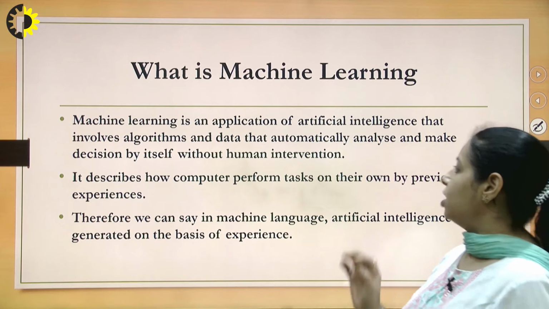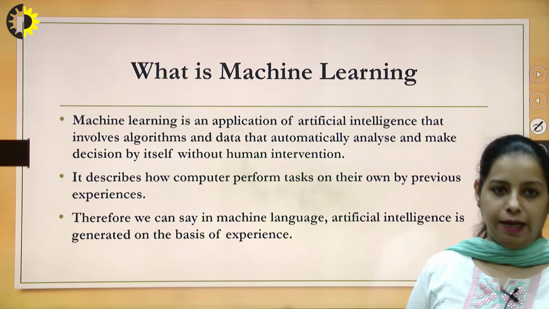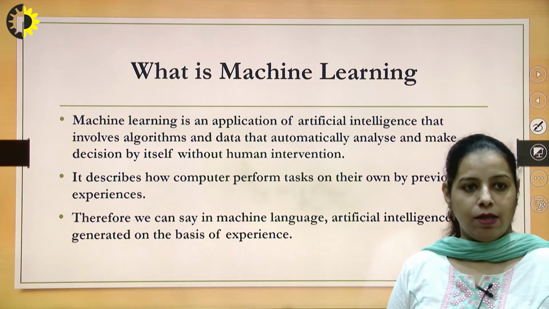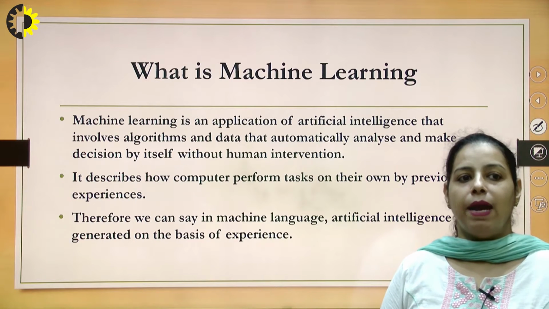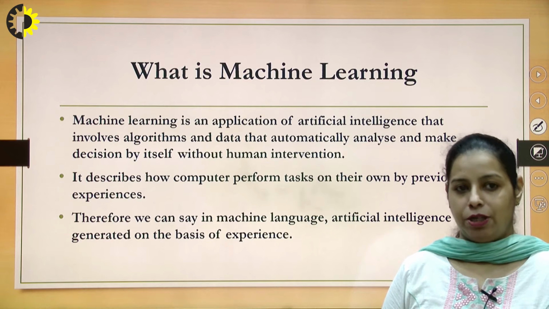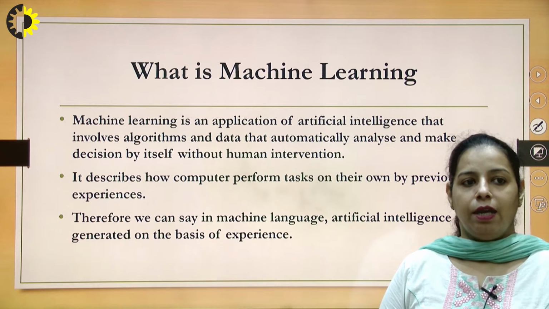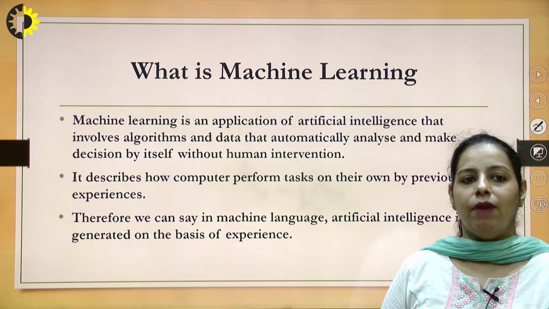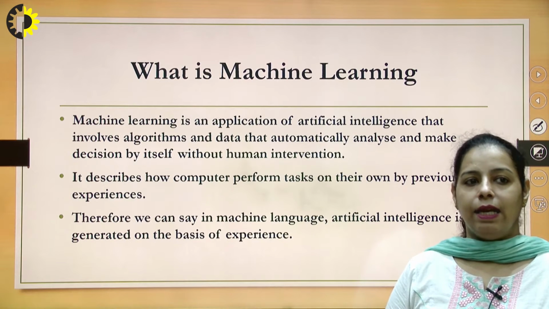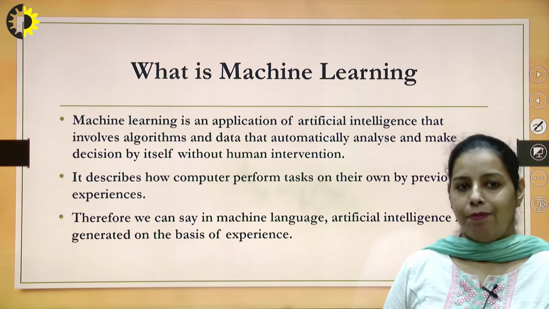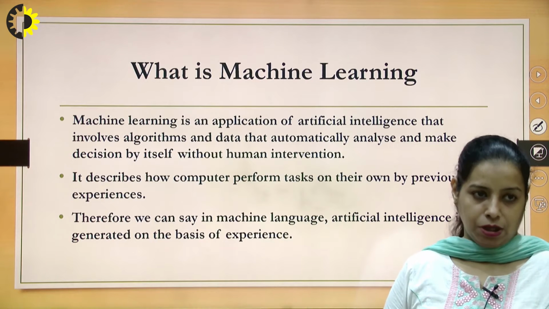Now, if we look at the general definition of machine learning, it is an example of artificial intelligence that involves algorithms and data that automatically analyze and make decisions by itself without human intervention. So, if we look at the first 3 lines of this definition, it says that it doesn't involve any sort of human intervention and it helps in analyzing the data automatically and helps the user to come to some conclusion by giving them some decisions.